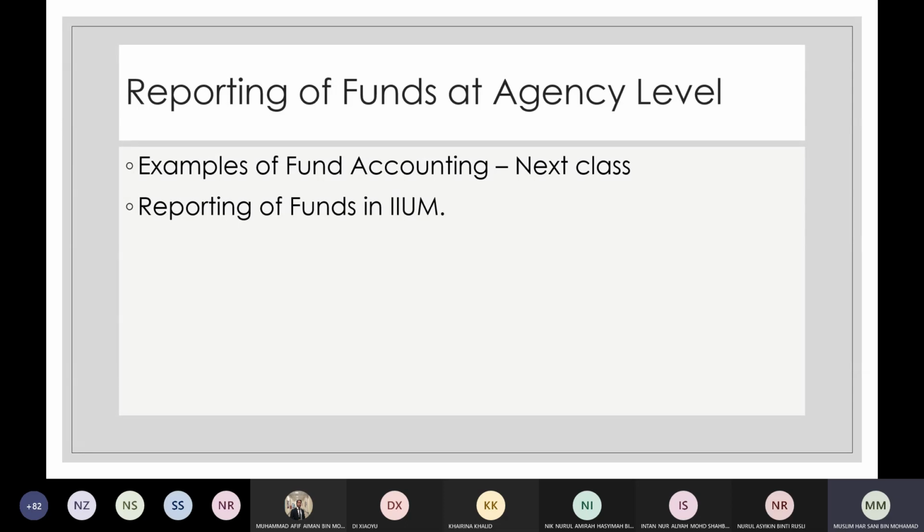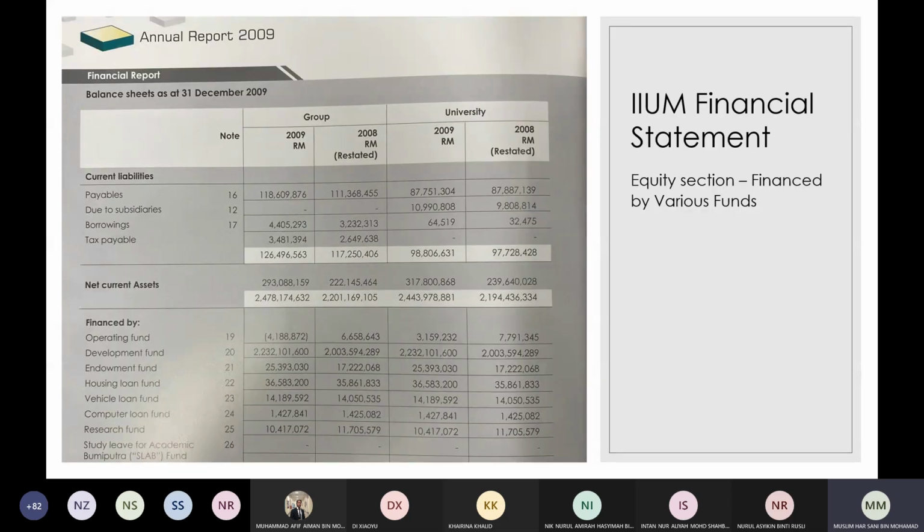Reporting on funds in IIUM, based on the annual reports. You can see that as an example. Just looking at the equity side, it is financed by the operating fund, development fund, endowment, and housing loan. Pretty much they follow the structure as prescribed by the government, except the endowment fund, of course, as an additional. On top of that there is a loan fund, with different categories: housing, vehicle, computer, basically for the staff.